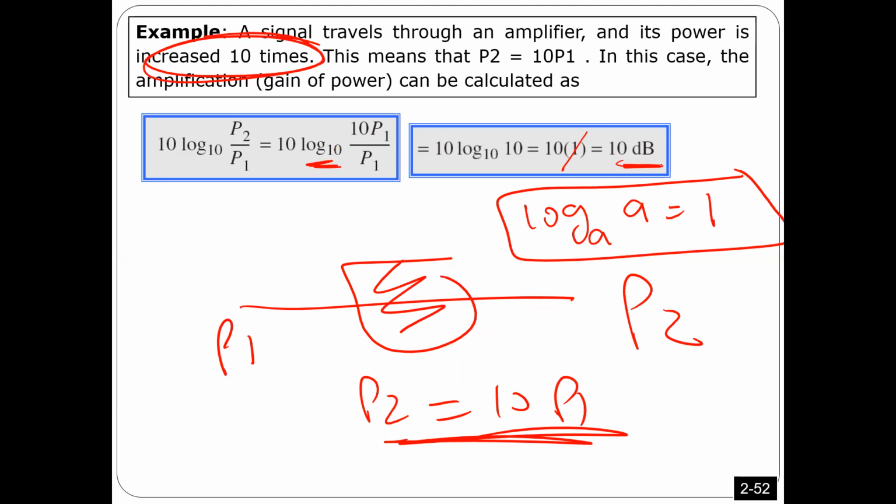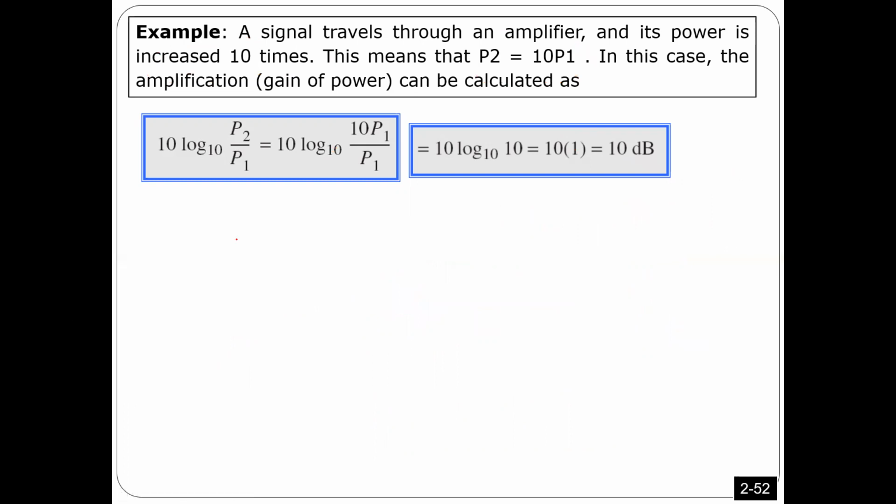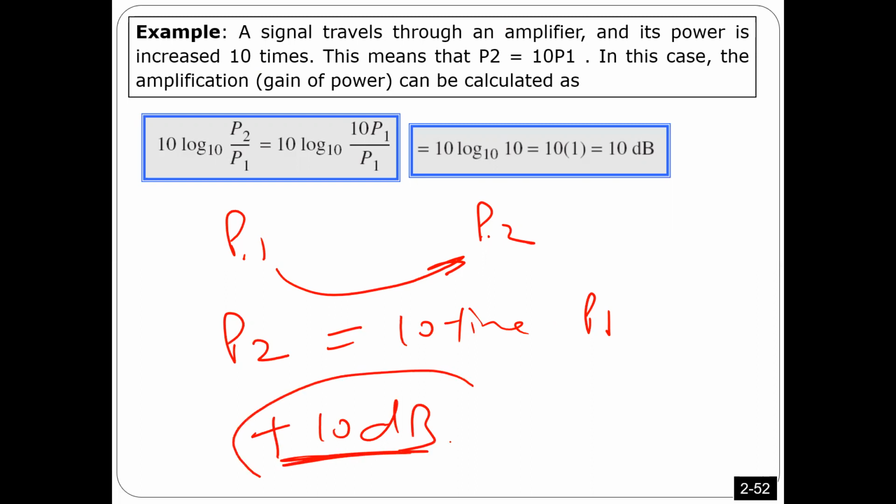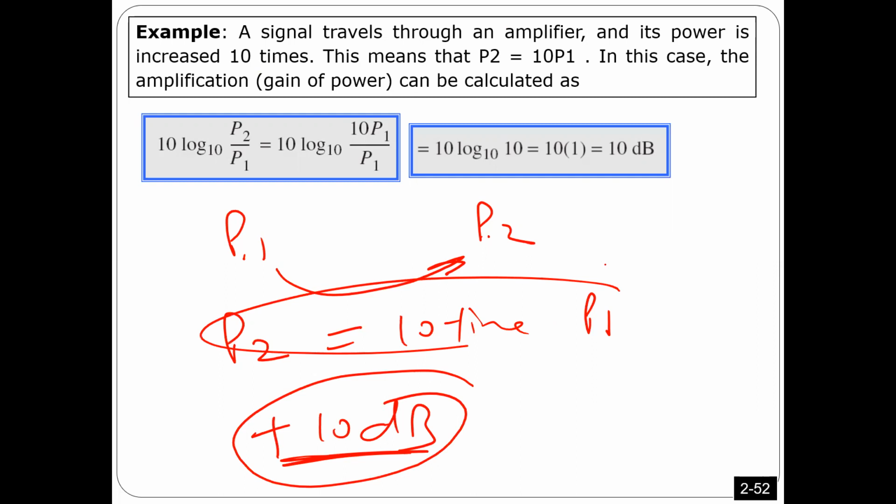This is the most important thing you should understand: two things I can express in two different ways. Here I have P1, I have P2. When I say the power at P2 is 10 times the power at P1, it's exactly the same thing as when I tell you that from P1 to P2 we gained positive 10 dB. You understand what I'm saying? So positive 10 dB means it's 10 times. Is that okay?